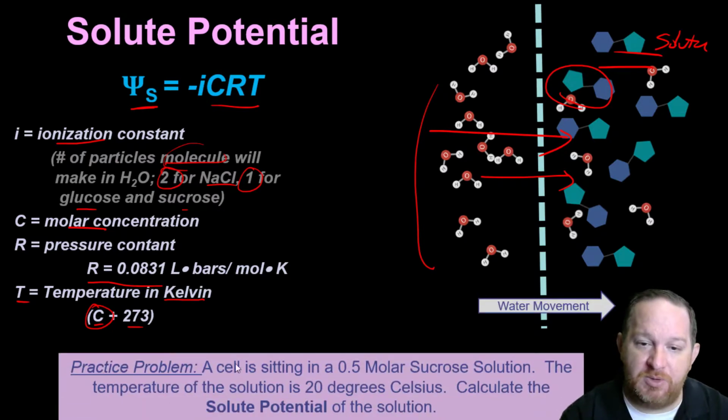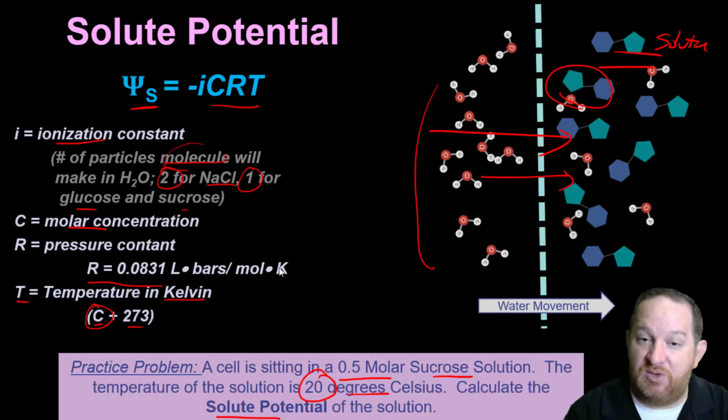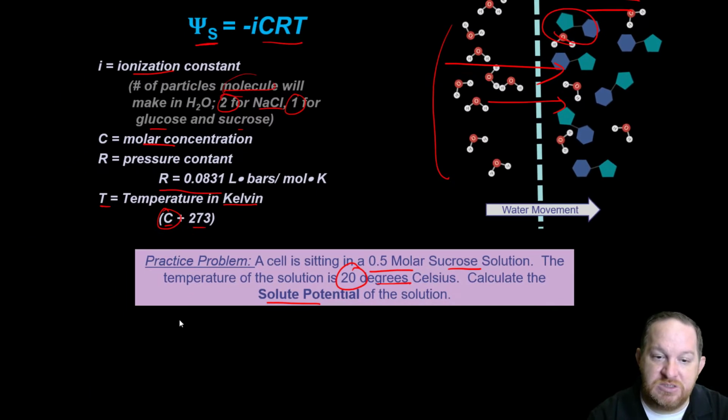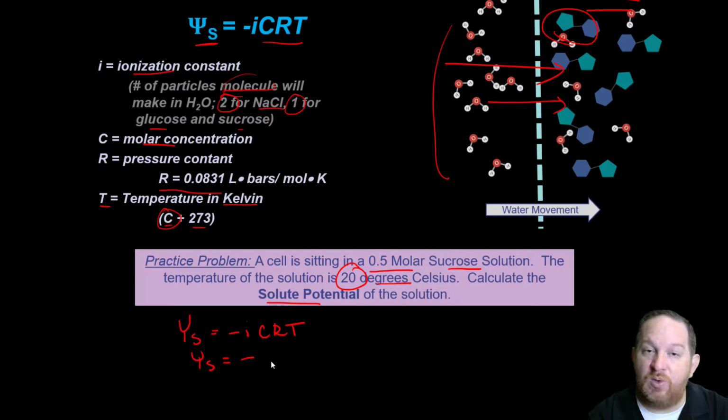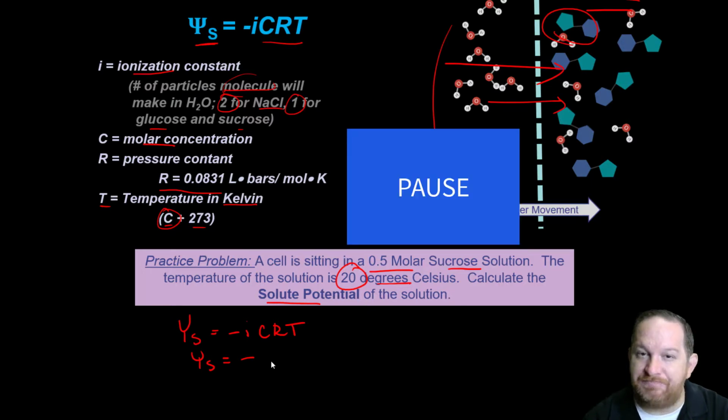Here's your practice problem. A cell is sitting in a 0.5 molar sucrose solution. There it is. The temperature of the solution is 20 degrees Celsius. Okay, we've got the temperature. Calculate the solute potential. Okay, so I think we've got everything to do this now, right? So the solute potential is negative iCRT. Solute potential is negative, oh, what do we put there? Actually, I'm going to let you pause the video, see if you can work through the rest of this for a moment. Go ahead and pause me.